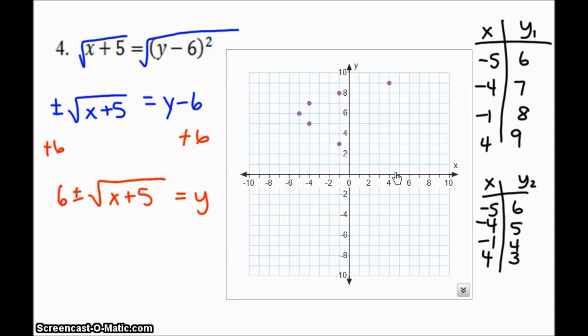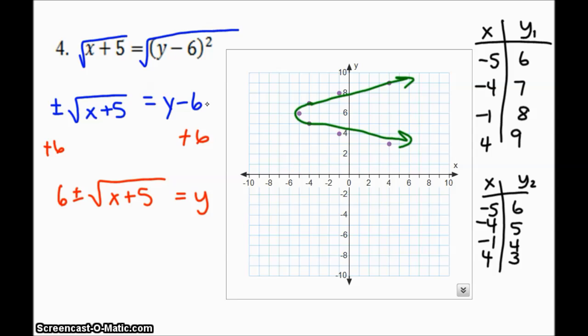Here, and 4, oops, that was not the right point, there it is, and 4, 3. Alright, so there is my parabola as it opens right. A little messy here, but you get the picture.